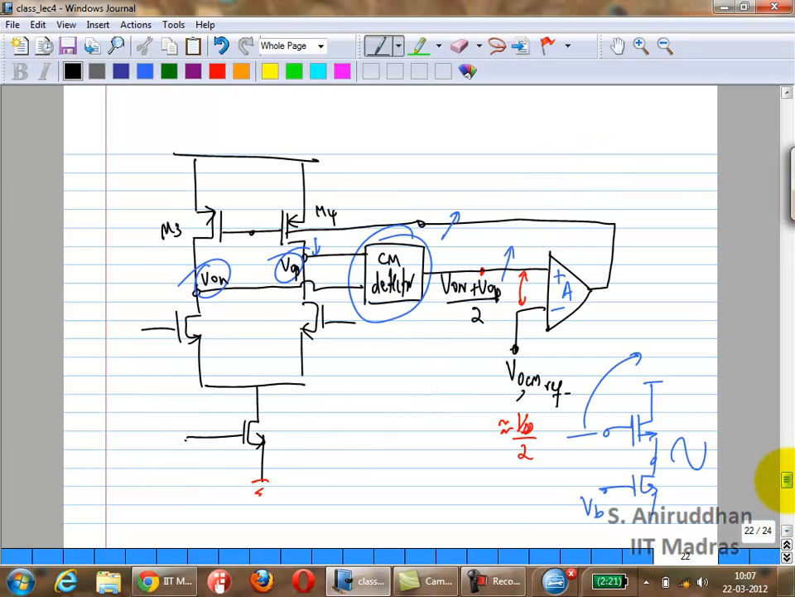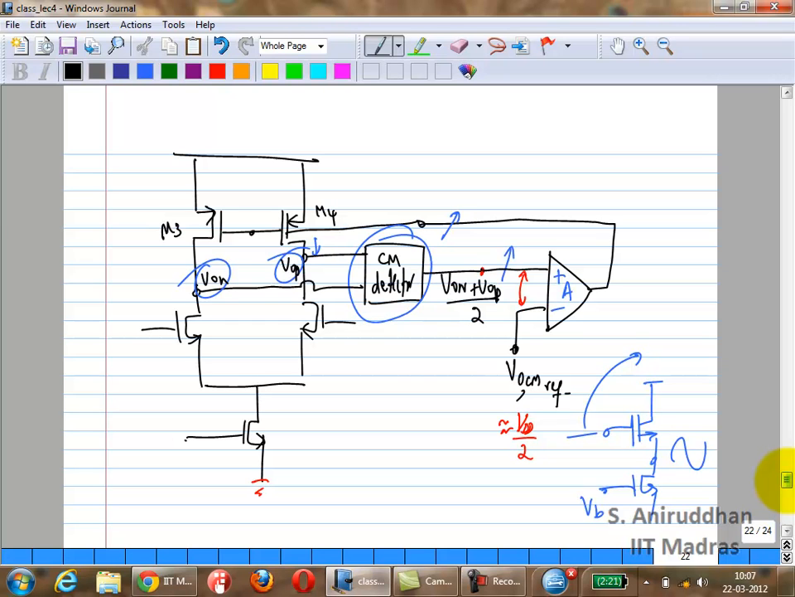So we decided we need something like this. We need a common mode detector which detects, in this case, if you assume that VOP and VON are the outputs, you want something which generates (VOP + VON)/2, which is the common mode, right? Then something which detects that, you amplify that and then feed it back.